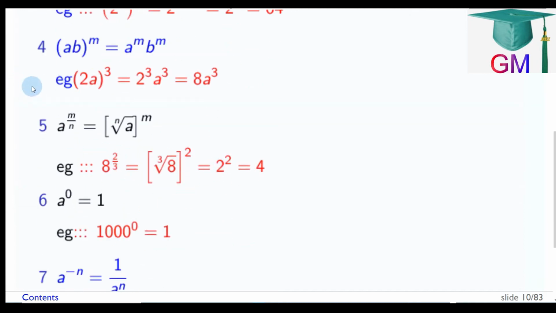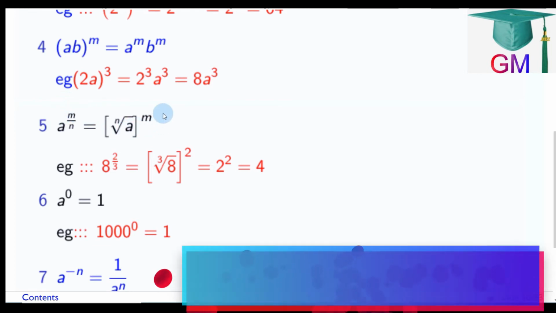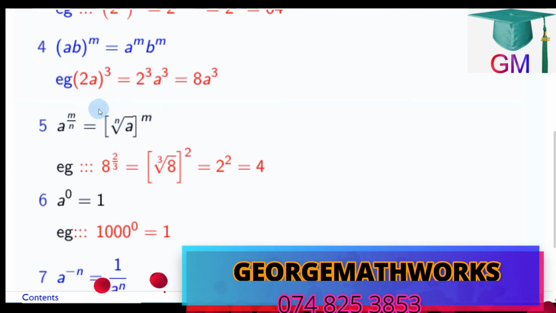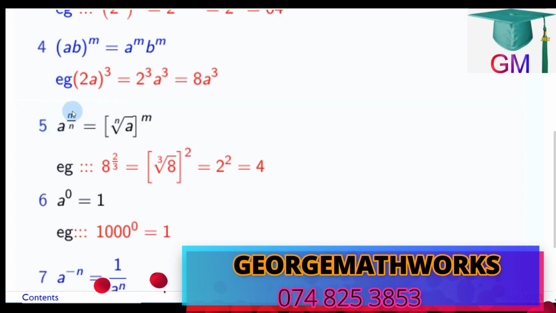Now another law says a to the power of m over n is the same as the nth root of a to the power of m. What you have as the denominator comes here as the index of the root. What you have as the base is what comes under the root. What you have as the numerator comes as the power. Remember the meaning of the equal sign: it means what is on the left is exactly the same as what is on the right. So I can read this law from right to left, and this time I read it from left to right. We need to know that it still applies.